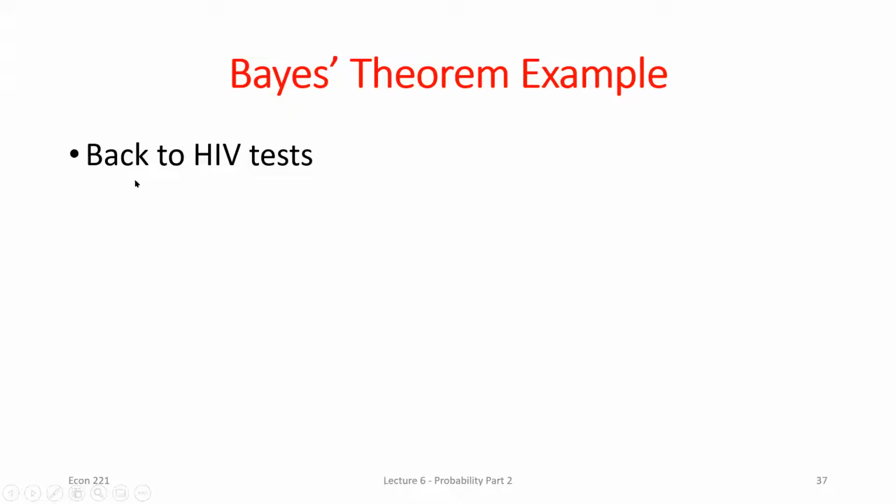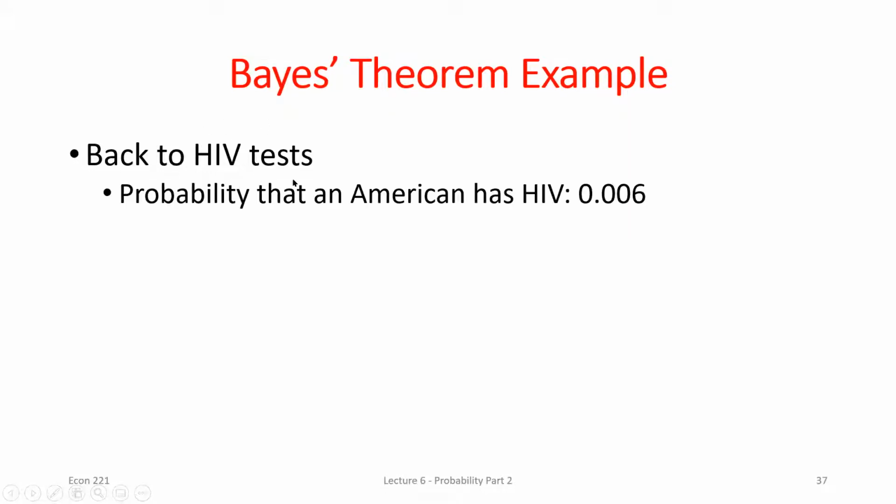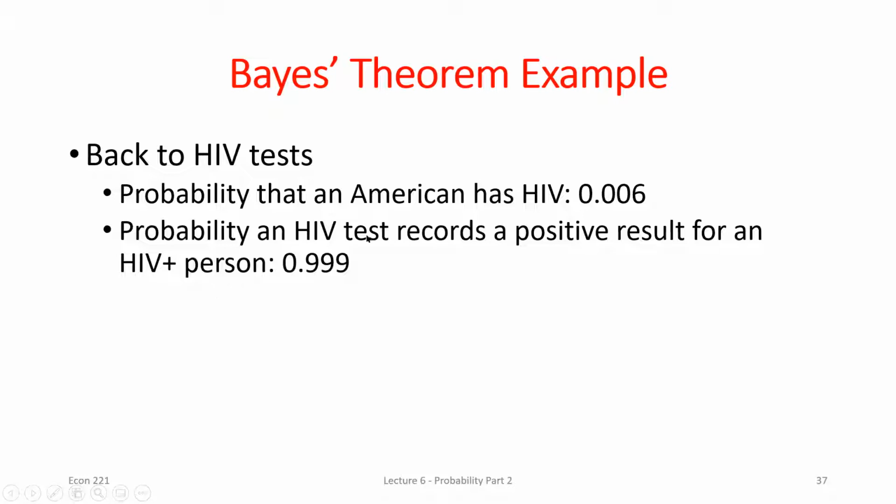So let's go back to this HIV test example that I gave in the original slide. If we go out and collect information, what we'll find is that if you were to choose any one American at random today, the probability they have HIV is 0.006, or about 0.6% of the population has it. The probability that an HIV test shows a positive result for a person with HIV is 0.999. Or, given that someone is HIV positive, the probability we see a positive test result is 0.999. So we'll start writing these out and thinking about what we have.